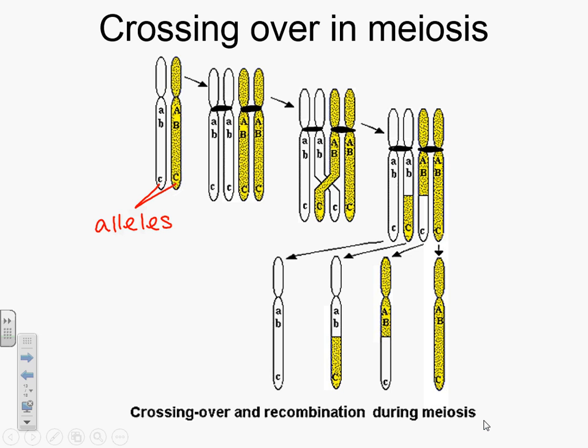So down at the bottom here, we end up with one white chromosome that's got little a, little b, little c, one that's got little a, little b, big C, one that's got big A, big B, little c, and one that's got big A, big B, big C. So they've all still got genes A, B, and C, but they haven't got the mother's combination necessarily, or the father's combination, the maternal or paternal origins, or it'd be grandparents actually, wouldn't it? But they've got a mix and match of the whole lot.